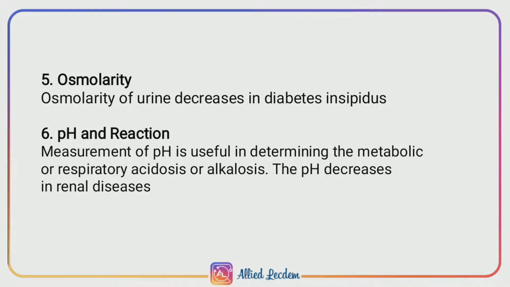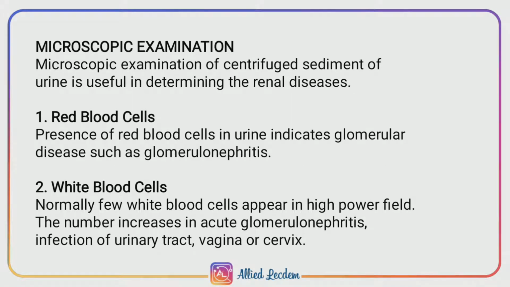pH and reaction. Measurement of pH is useful for determining the metabolic or respiratory acidosis or alkalosis. The pH decreases in renal disease. Microscopic examination. Microscopic examination of centrifuged sediment of urine is useful in determining the renal disease. Red blood cells. Presence of red blood cells in urine indicate glomerular disease such as glomerular nephritis.